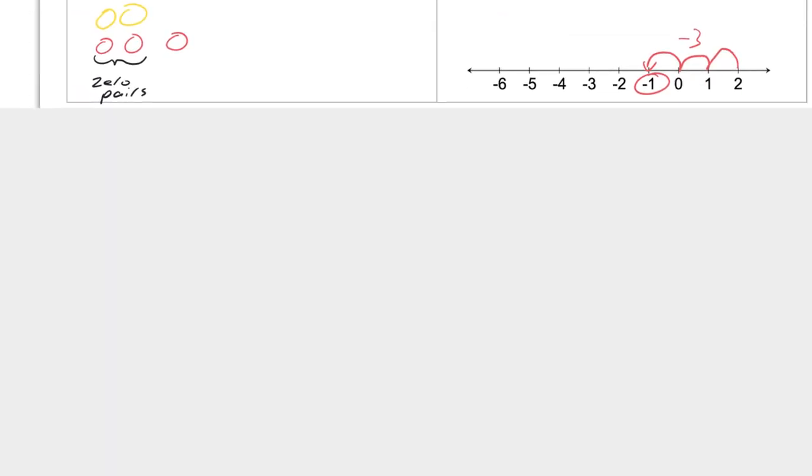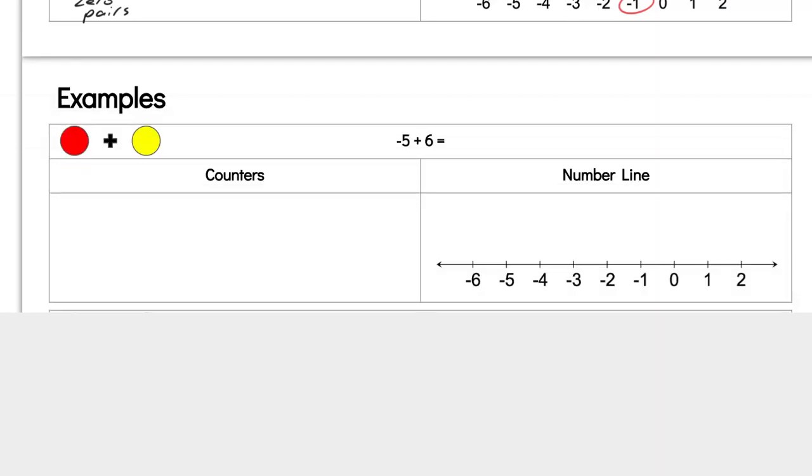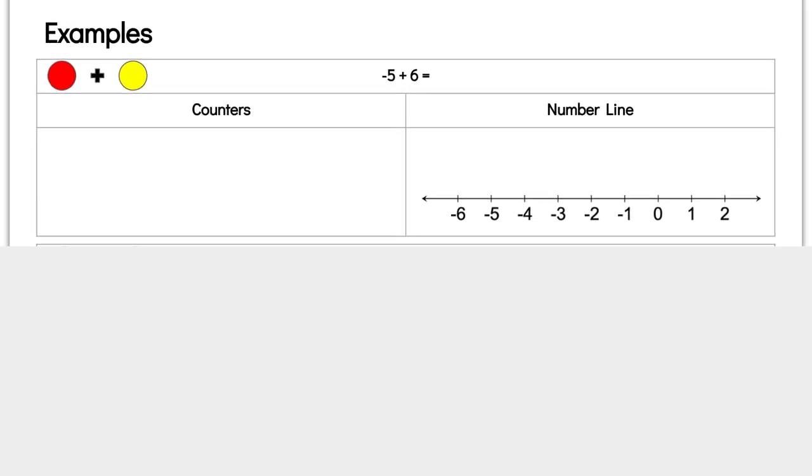Let's move on to the next example, where we have -5 plus 6. So we're going to start with negative counters now. So we've got 1, 2, 3, 4, 5. And we're adding 6 positive counters. So we'll add 1, 2, 3, 4, 5, 6. Again, I'm lining them up like that so that we can easily see our negative pairs. These all cancel out because that's like 0 plus 0 plus 0 plus 0 plus 0 plus 1. So we end up with exactly 1.